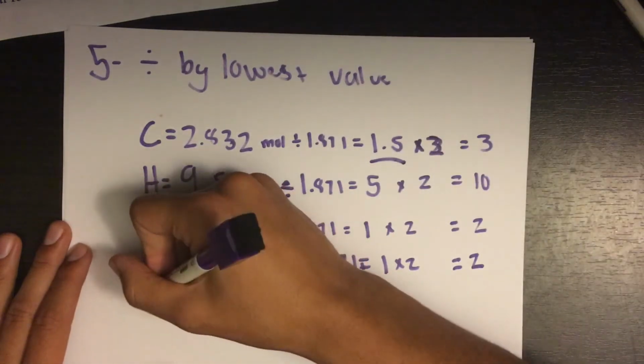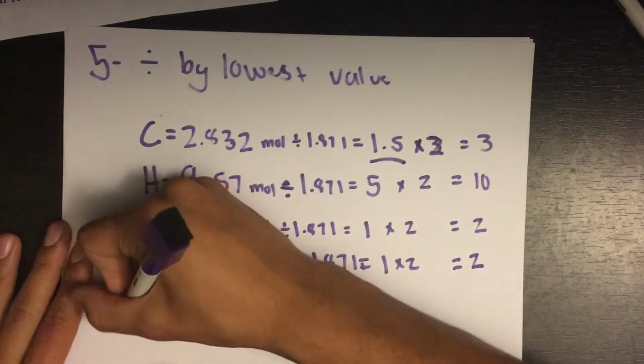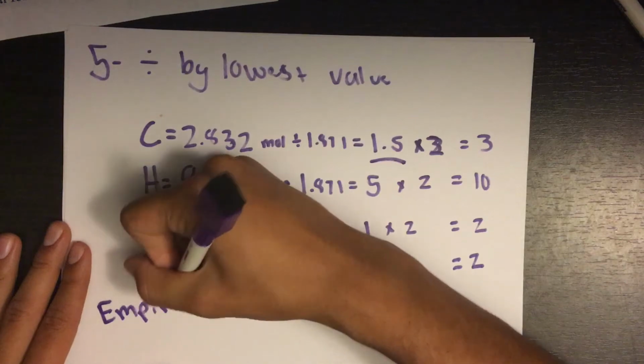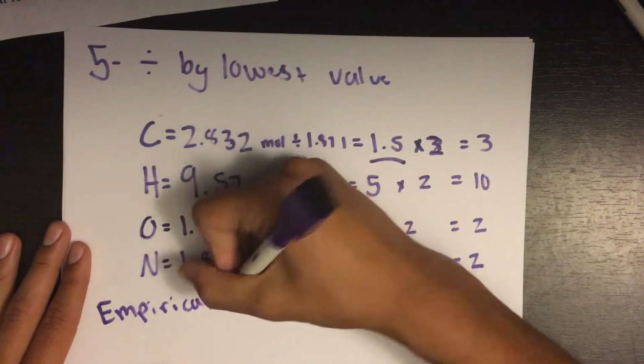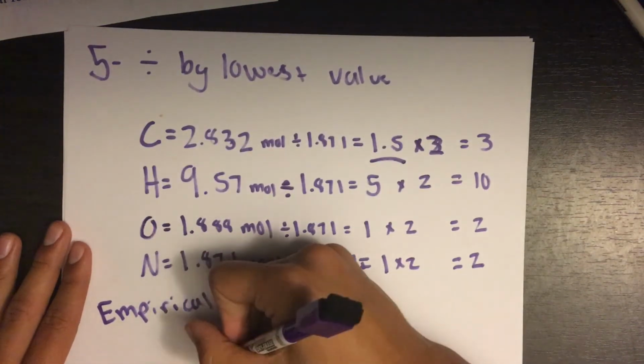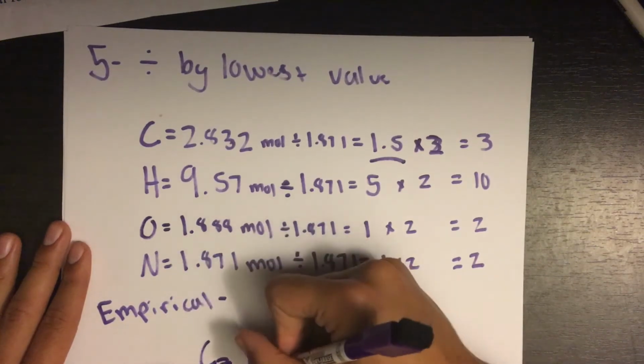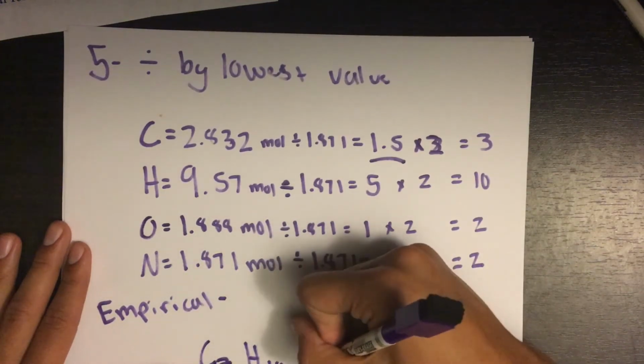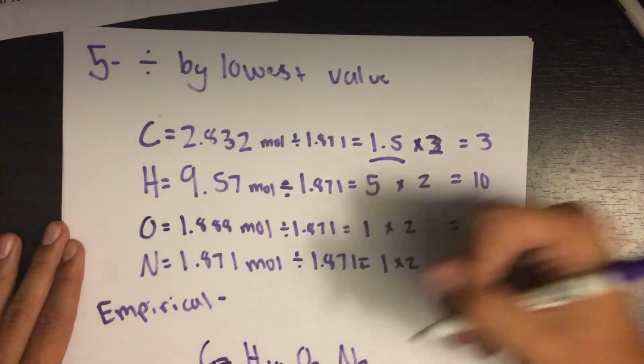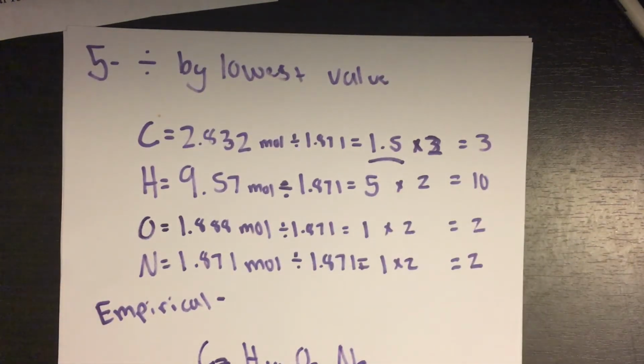So now we can write the formula. Our empirical formula for this will now be C3H10O2N2. And now we have solved a combustion problem and also a regular empirical formula problem using percent composition.